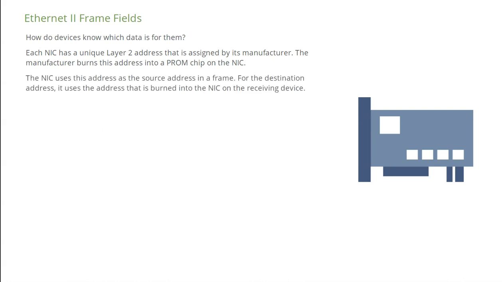A Layer 2 address is also known as a hardware address, a physical address, or a MAC address. In this course, we will use the term MAC address for a Layer 2 address. Click each field to learn more about the Ethernet frames.